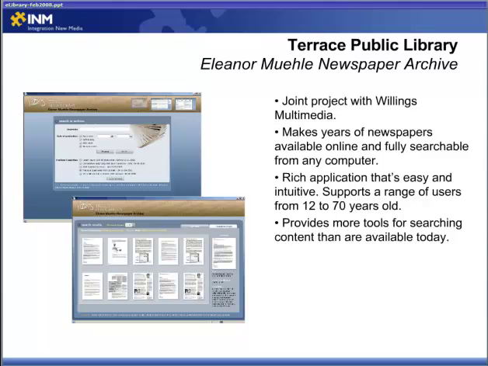And the third project is probably a little bit closer to what many of you are looking to do with your own collections. This is the Terrace Public Library, which is an institution in Terrace, British Columbia. And this is a community library that serves about 5 or 6 different outlying communities in northern British Columbia. It's a project that we worked on to take their whole history of newspapers that was available on microfiche within the library and make them searchable and accessible to users within the community from their own computers.